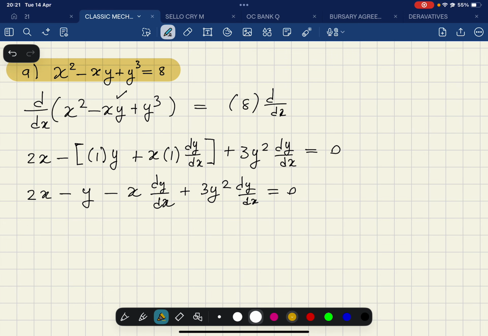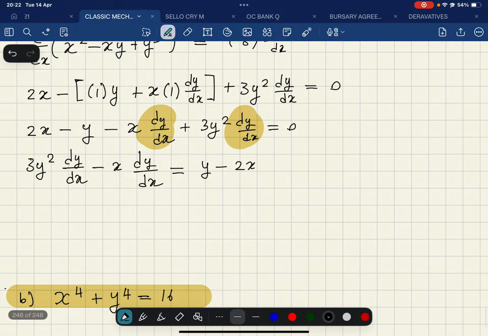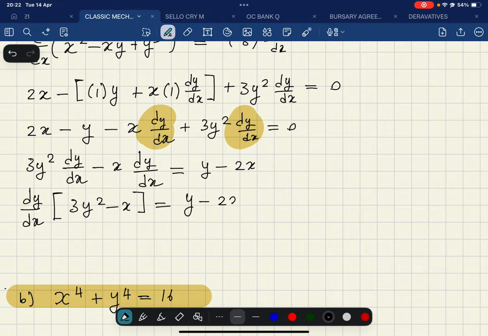So I'm going to group these things. I keep them on the left hand side, then I take the other one on the right hand side, meaning I'm going to have 3y squared dy over dx minus x dy over dx, which is equal to y minus 2x. From there I have common factor of dy over dx, which is the same as 3y squared minus x, which is equal to y minus 2x.